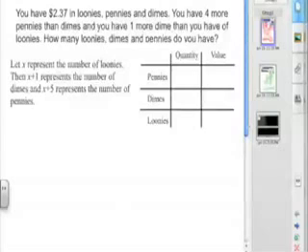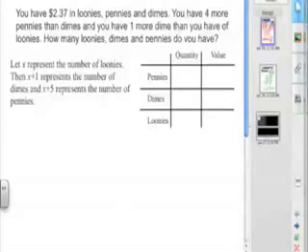So you have $2.37 in loonies, pennies, and dimes, and you have 4 more pennies than dimes, and you have 1 more dime than you have of loonies. So how many loonies and dimes and pennies do you have? First we have to assign a variable. Let x represent the number of loonies, then x plus 1 represent the number of dimes, and x plus 5 represent the number of pennies.